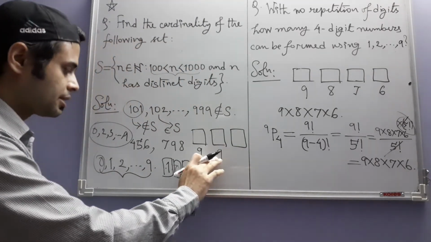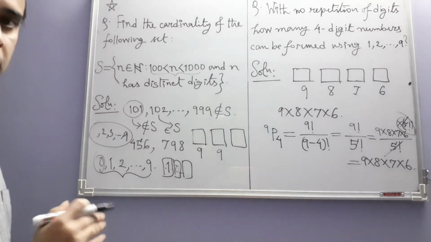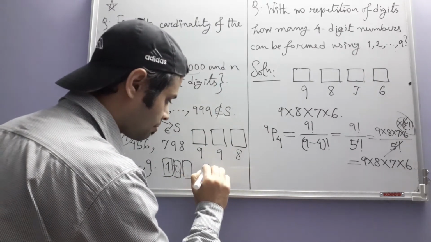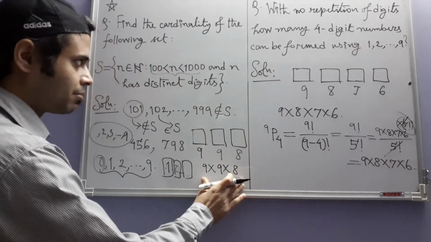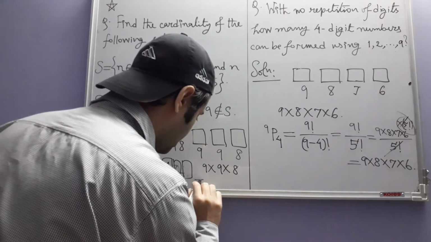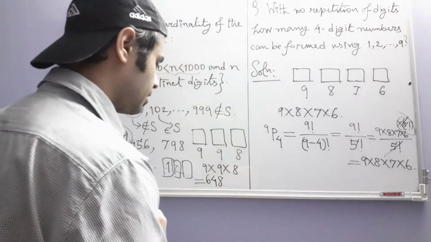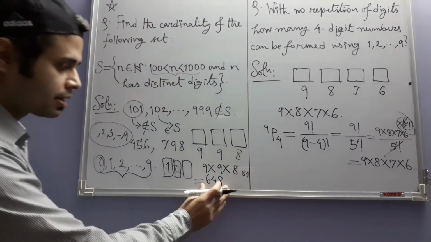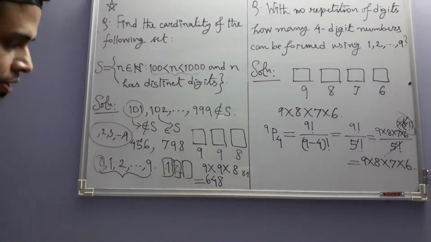Now once one such choice has been made, say I have put 0 here, then the number of choices decreases. Now I have 8 choices. So in this case, the number is 9 times 9 times 8. So this many numbers are there between 100 and 1000 that have distinct digits. Okay, and what is it? I hope I am correct. 9 times 9 is 81, times 8 is 648. There are 648 numbers in this set. So the cardinality of the set is 648.